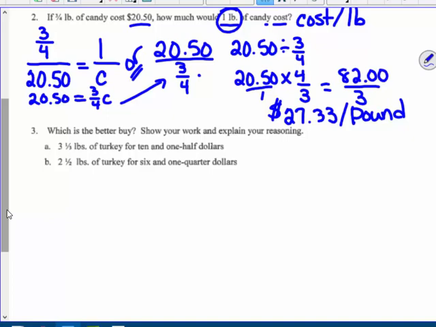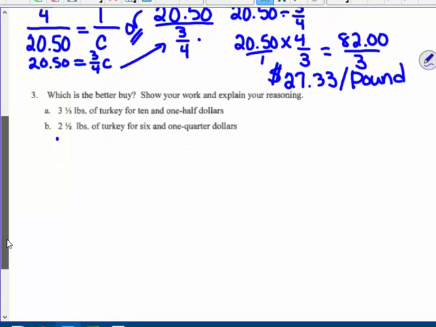Number 3, which is the better buy? Show your work and explain your reasoning. You can buy 3 1/3 pounds of turkey for $10 1/2, or you could buy 2 1/2 pounds of turkey for $6 1/4. Which is the better buy? Well, I have to do cost per pound. That's how I get the unit price, the cost per pound.